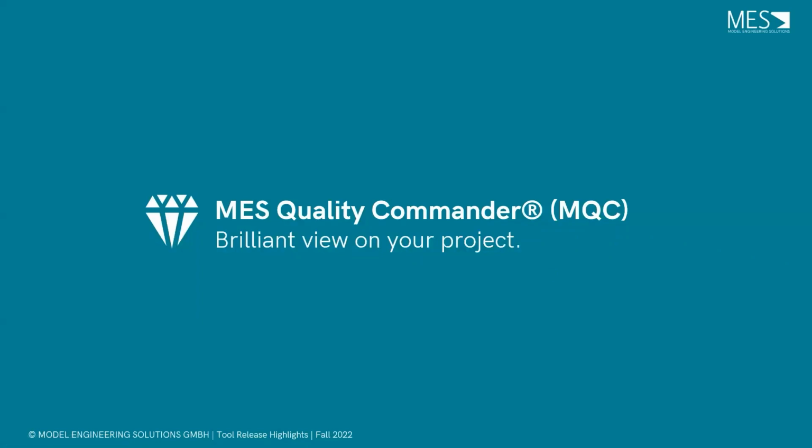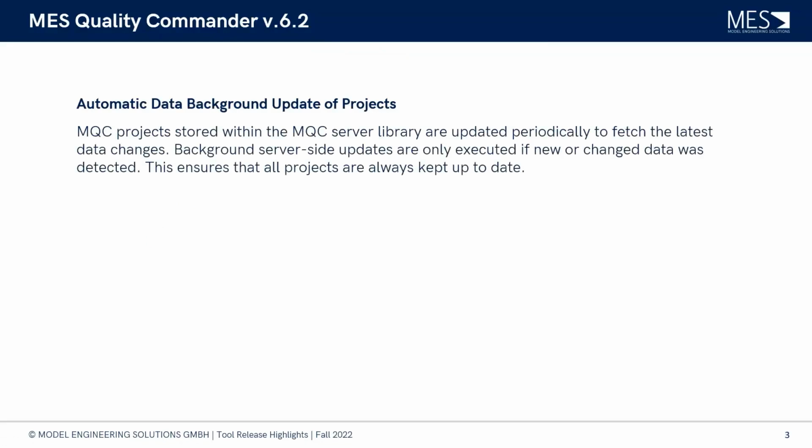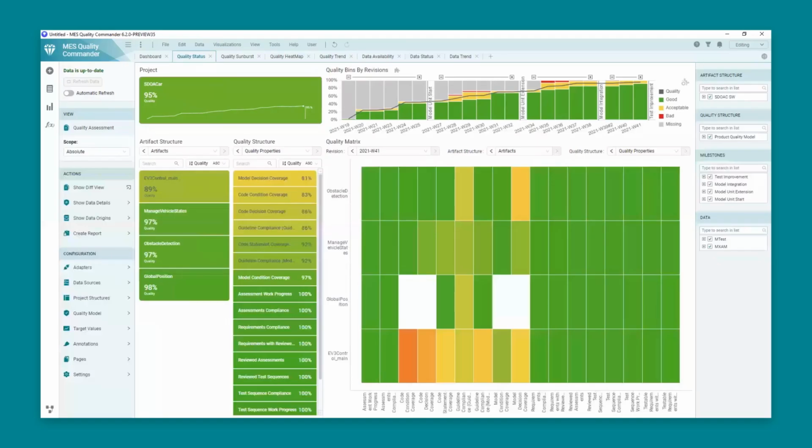The latest release is the MES Quality Commander 6.2, and I'm quite excited about the new features that we're going to discuss today. I think we are going to start with a feature that automatically updates the data of projects in the background. But Björn, maybe you can explain a little bit more about this feature and how we can use it in MQC. Yeah, well, let me share my screen, then I can show you the tool.